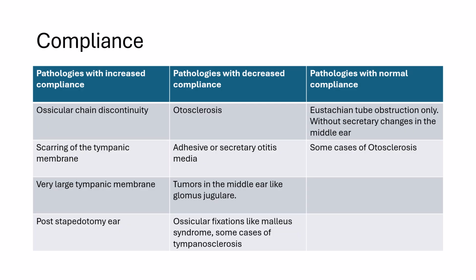Then decreased compliance. When is the compliance decreased? Whenever there is otosclerosis or glue ear. So the TM is stuck, and there is not much movement. Normal compliance, when is it seen? Normal compliance is often seen in eustachian tube dysfunction, or without any ear fluid. Of course, if ear fluid is there, the compliance may decrease, as you know.